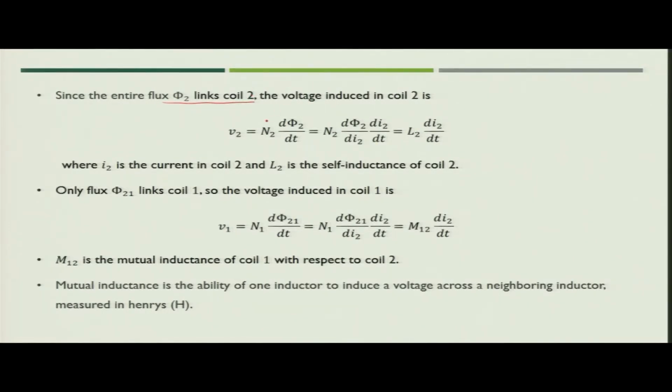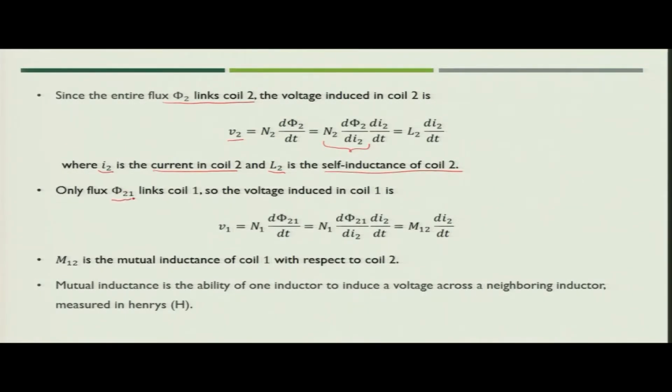So, what can we write? V 2 is nothing but N 2, the number of turns in the second coil, times d phi 2 by dt, or if we rearrange it, N 2 into d phi 2 by d I 2 into d I 2 by dt. This portion we can write as L 2. So, V 2 is now equal to L 2 d I 2 by dt. What is I 2? I 2 is the current in coil 2 and L 2 is the self inductance of coil 2.